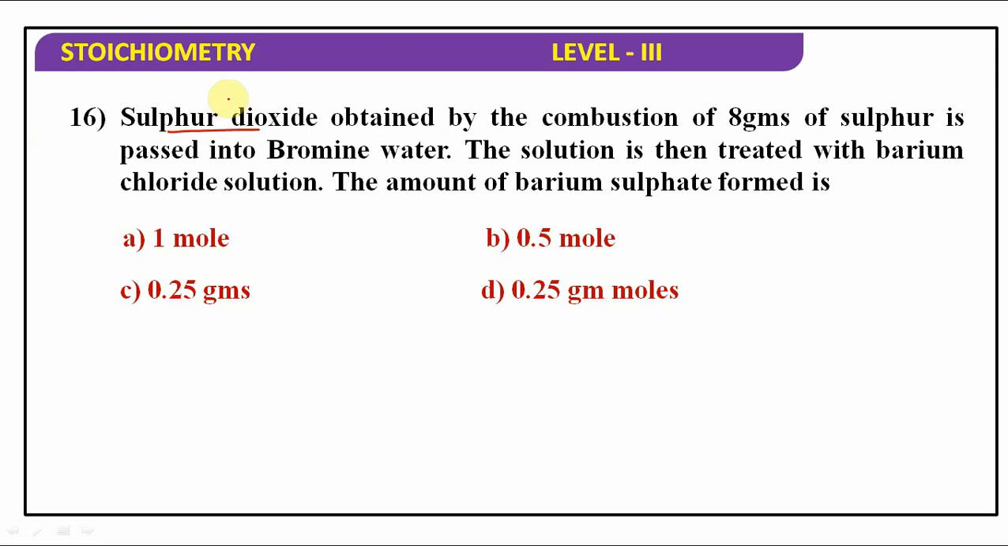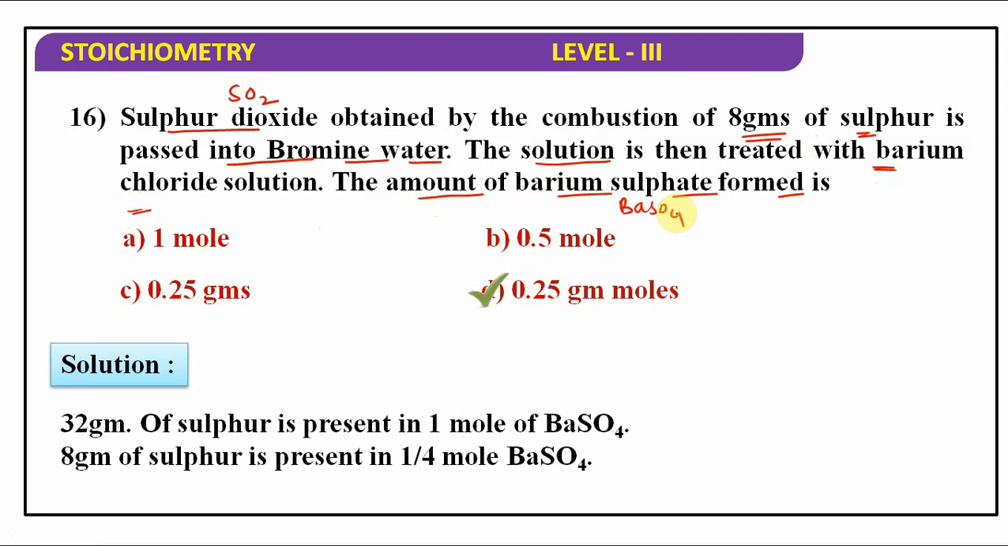Sulfur dioxide is obtained by the combustion of 8 grams of sulfur, and that sulfur dioxide is passed into bromine water. After passing into bromine water, that solution is then treated with barium chloride solution. So it forms barium sulfate. They have not given it, but we can understand that, no? The amount of barium sulfate formed is.